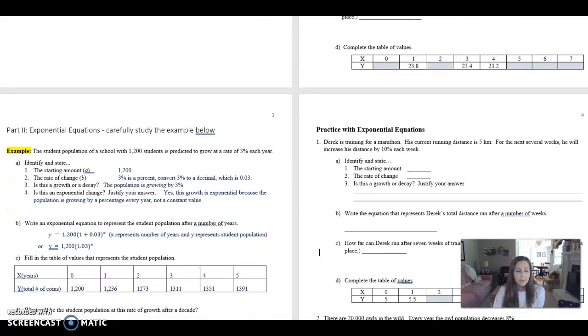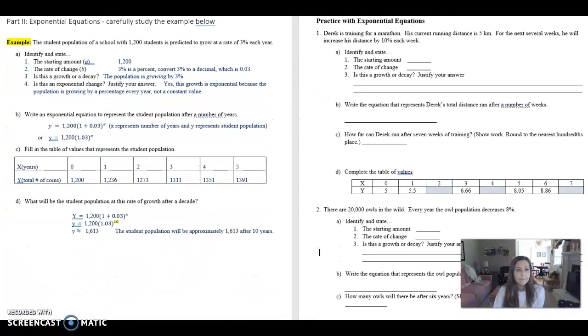Okay, let's move on to exponential equations. Again, I have an example. The student population of a school with 1,200 students. Okay, this is a positive number of students. Is predicted to grow at a rate of 3%. Now, I went over this last week, so if you missed my videos last week, you need to go back and watch them. But we're going to use the formula here.